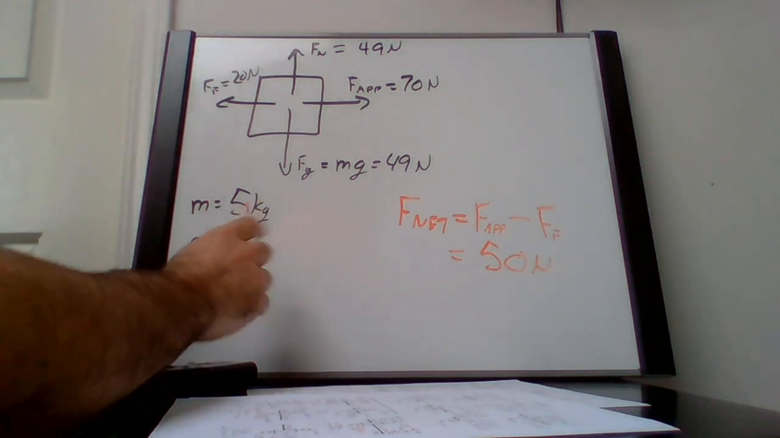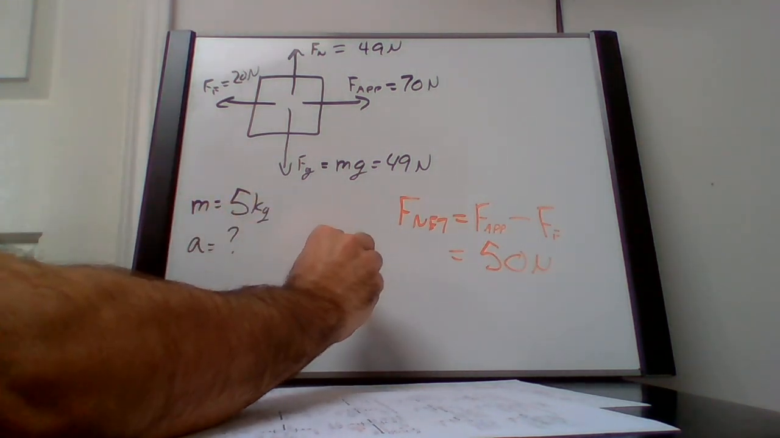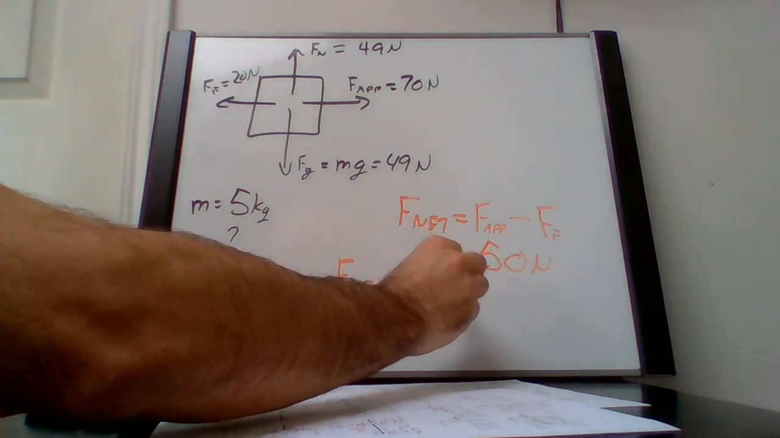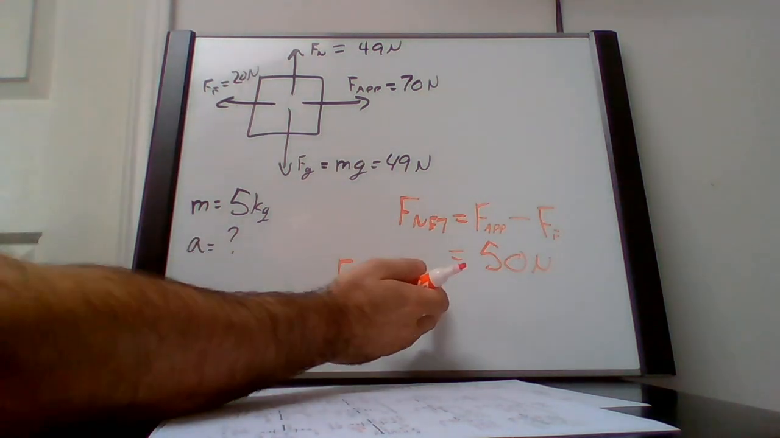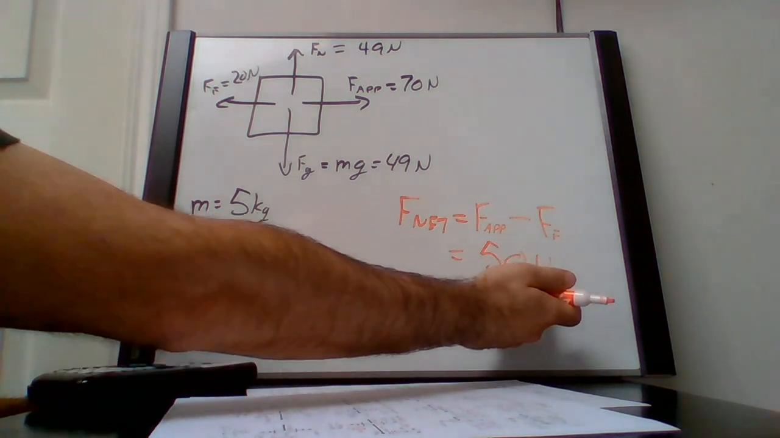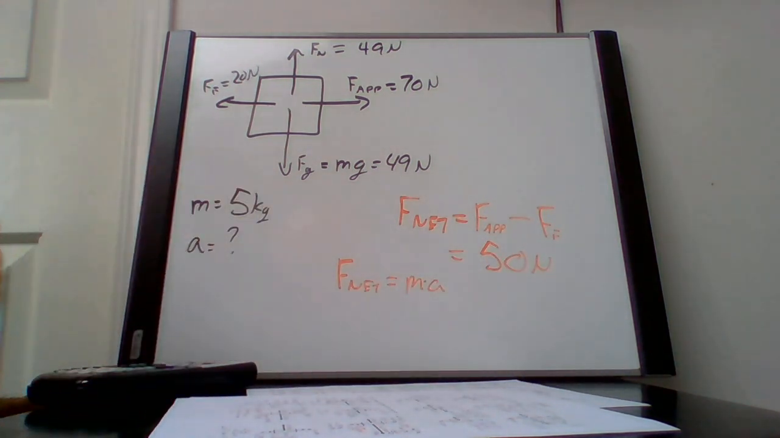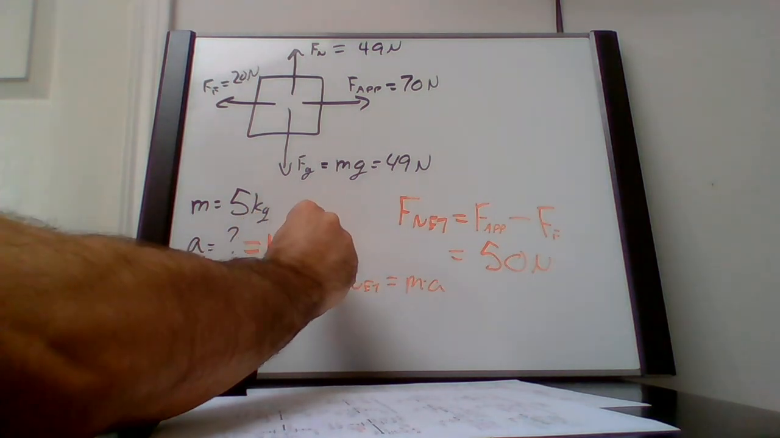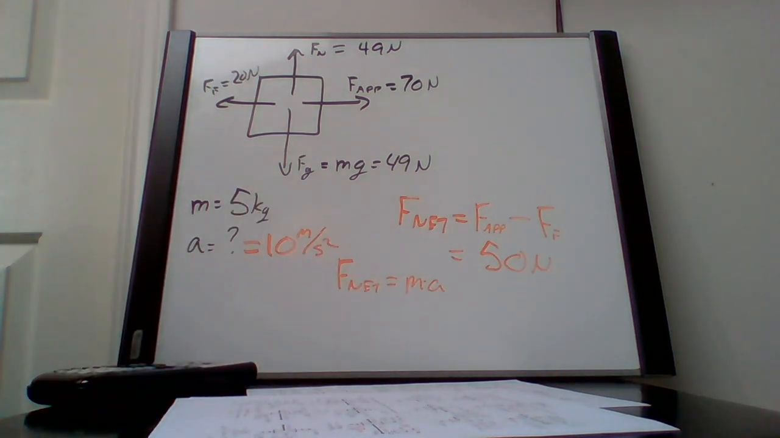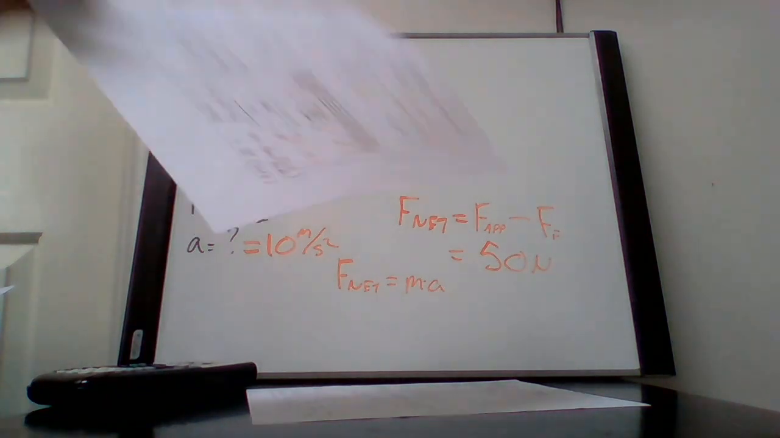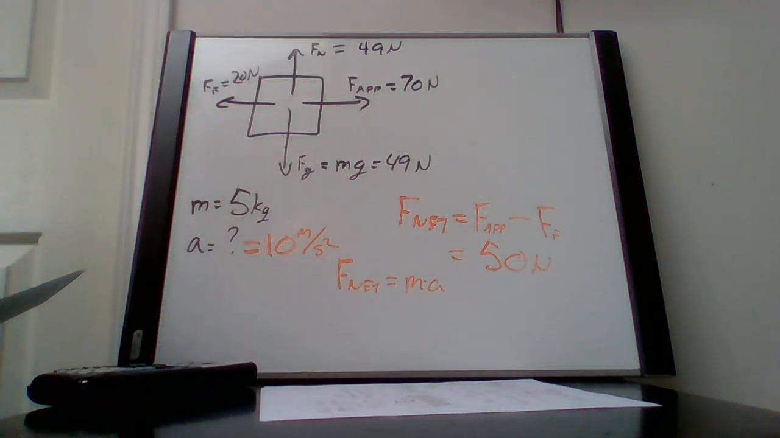So when we come back here to solve for our acceleration, remembering our F net is mass times acceleration, our acceleration is going to be our F net, our 50 newtons, divided by our mass of 5 kilograms, and we end up with a value of 10 meters per second squared. So all that should help you get through that second page.